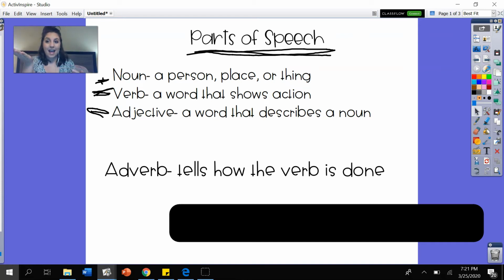It's an adverb. An adverb describes how the verb is done. It tells us how the verb is done. Okay? So this one, it's simple as that, right? Describe it. We're going to do some practice with it so that it's really sticking in your brains.